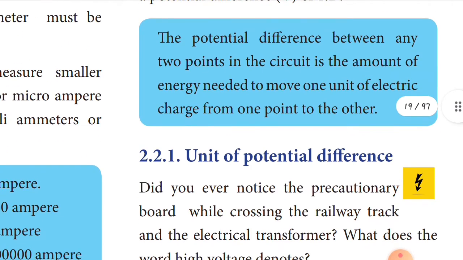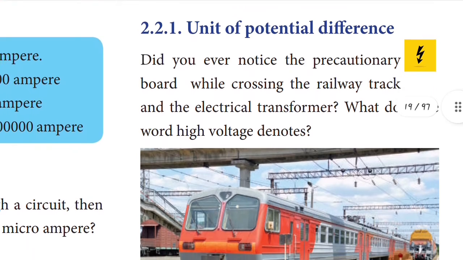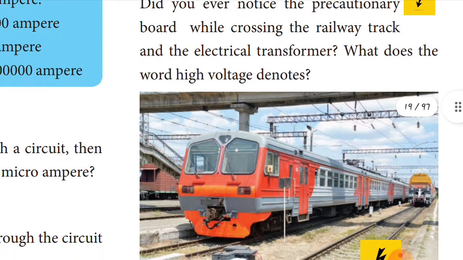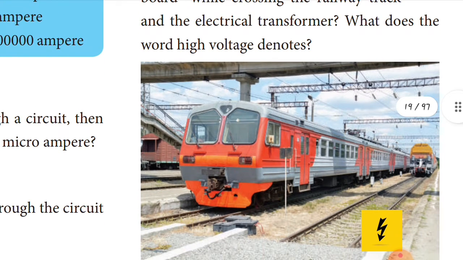That is the potential difference. And the unit of potential difference is given, children. See the train, the electric train. Did you ever notice the precautionary board, children, while crossing the railway track? And the electrical transformer also. What does the word high voltage denote, children? Because of high electric potentials they are given.